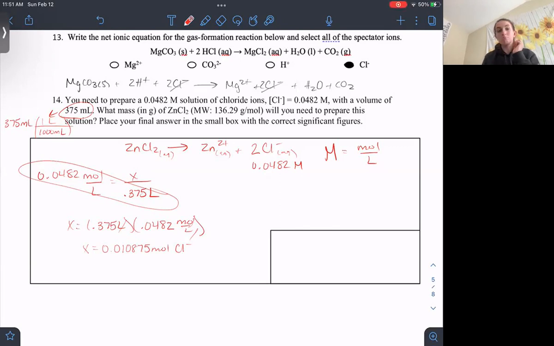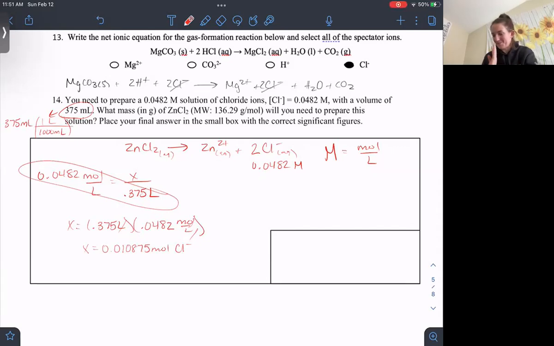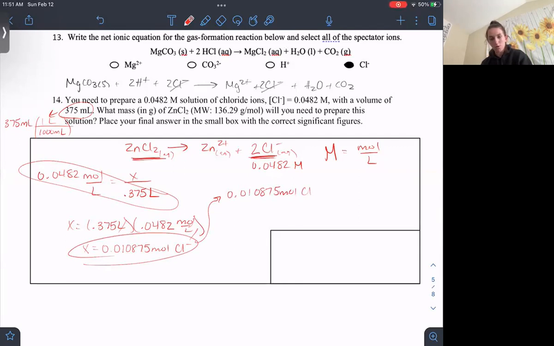Okay, so now that we have moles of chloride ions, what can we use to get to the grams of zinc chloride? Good. And why are we multiplying by 136? So we're not going to do that just yet. Here are the mole ratios. Yep, we need our mole ratio first. Perfect. So now that we have this number, we're just going to bring it up here. 0.010875 moles Cl. We're going to use our mole ratio of 2 chloride ions to 1 mole of zinc chloride.